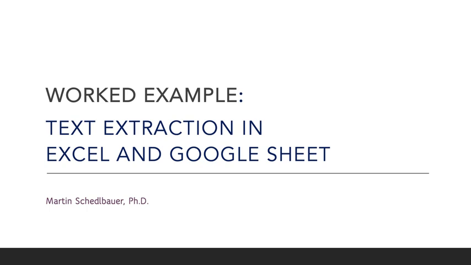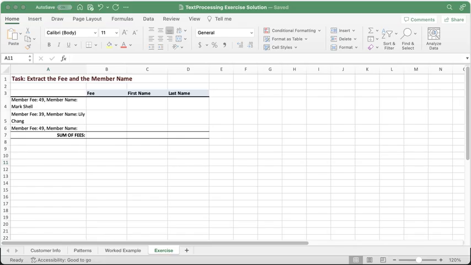This is a worked example for demonstrating how text extraction works in Excel and Google Sheets. This example uses the workbook text processing that is provided alongside this recording. More specifically, we are looking at the exercise tab in this.